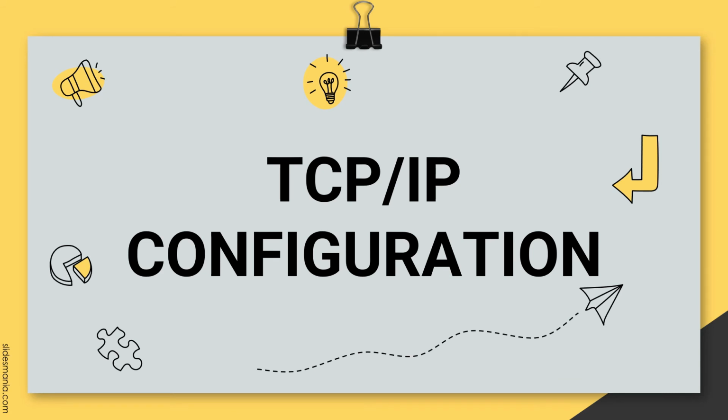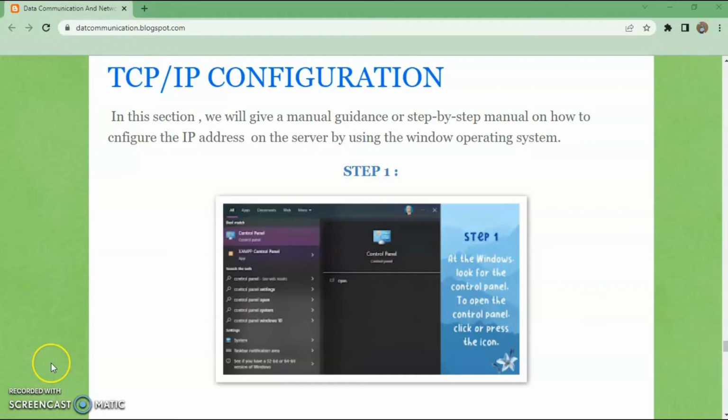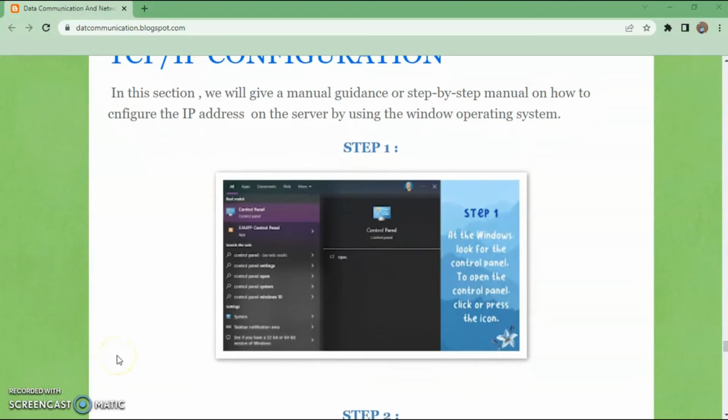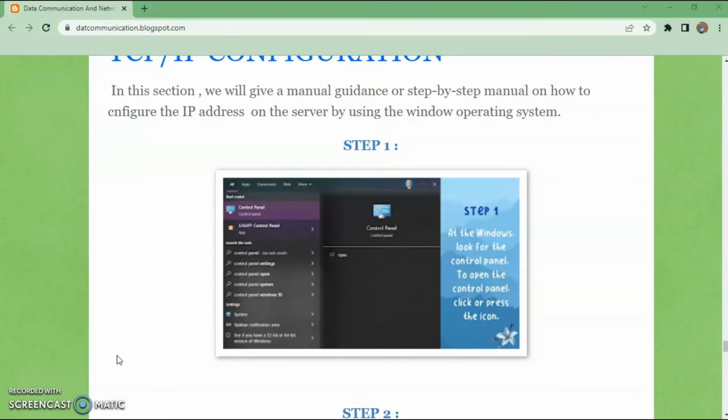So now I will explain about TCP/IP configuration. In this section, we will give a manual guidance, or step-by-step manual, on how to configure the IP address on the server by using the Windows operating system. The first step, at Windows, look for the control panel. To open the control panel, click or press the icon.